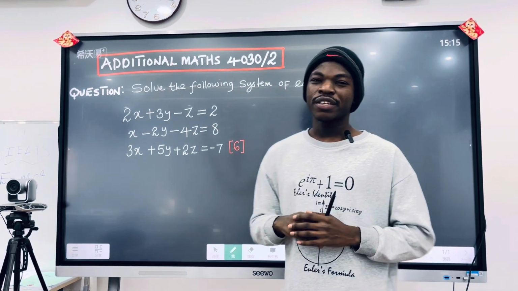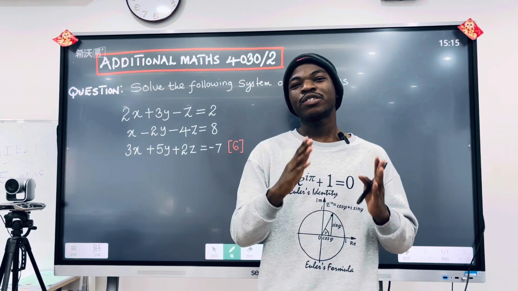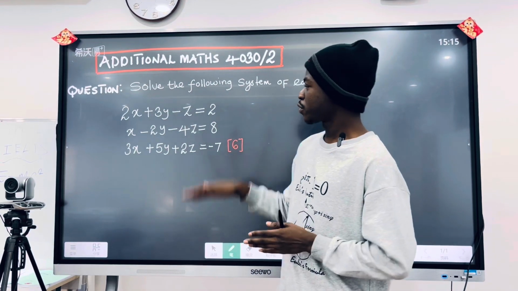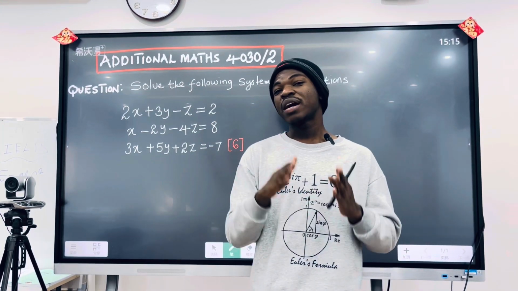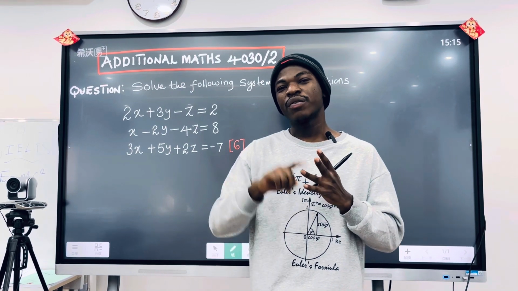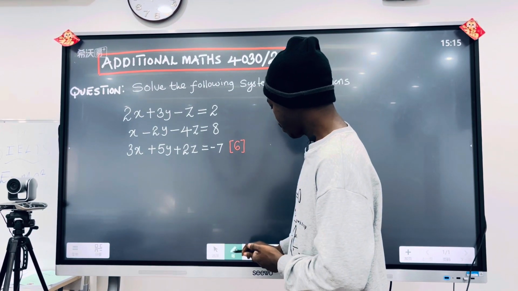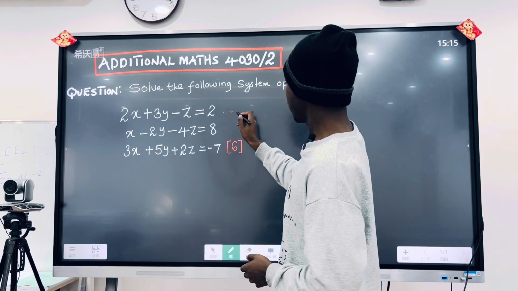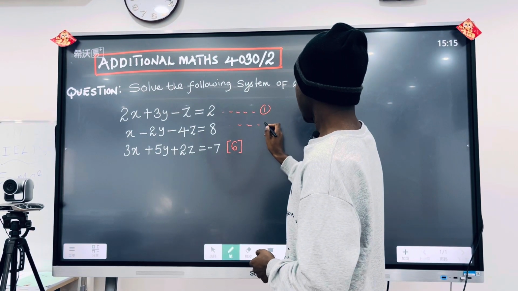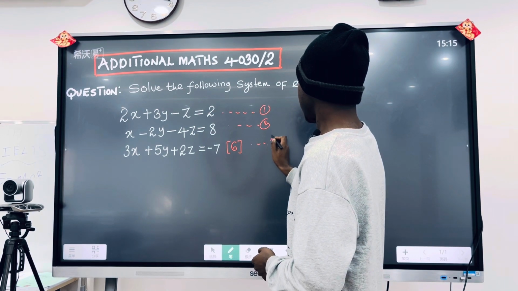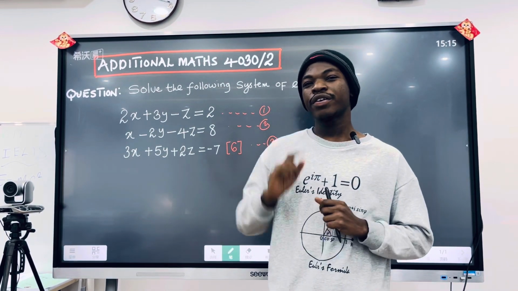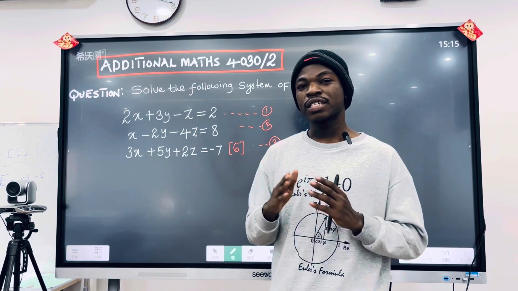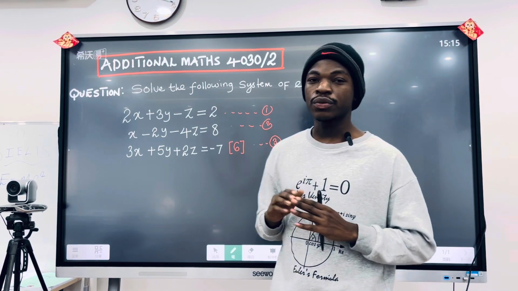So in substitution method, you want to make one variable the subject of the formula, and you're going to substitute it in the other 2 equations. So to begin solving this, we're going to number the 3 equations as equation 1, equation 2, and equation 3. I'm going to make one variable, could be x, y, or z, the subject of the formula. Once that is made the subject of the formula, it will be substituted in the other 2 equations.